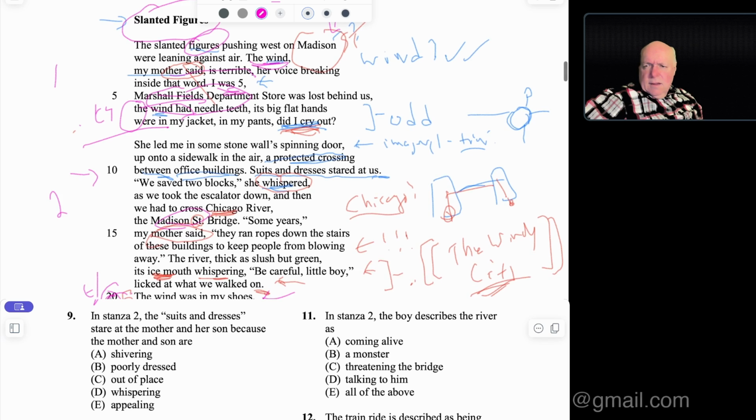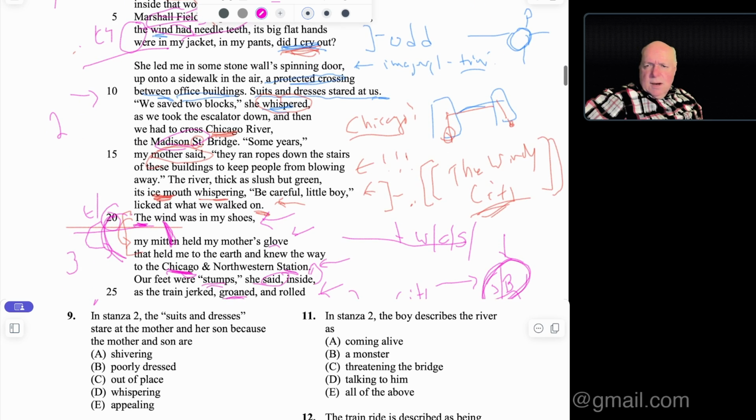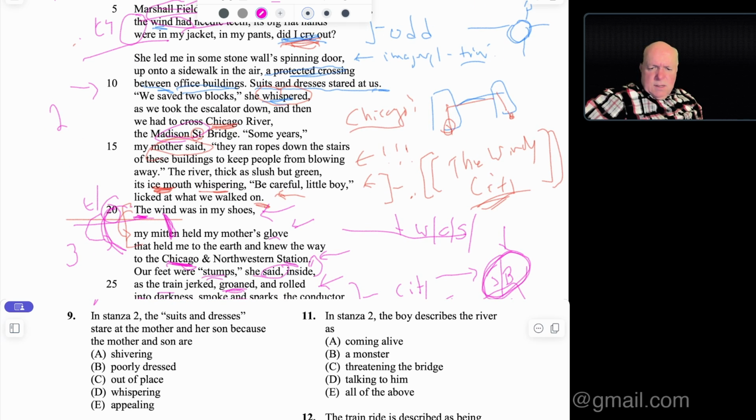Okay. Let me bring this slightly up so I'm making sure I'm getting all this on the screen simultaneously. Yeah, we got that. All right, let me go back to the questions. Where are the questions? There they are. So the suits and the dresses stare at the mother and the son because why?